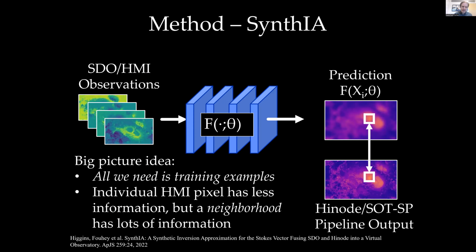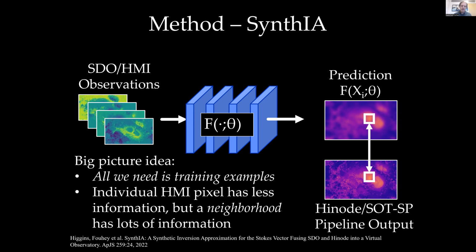So the idea here is that we're going to take observations from HMI, which are co-aligned with SP data, and we're going to train the same exact inversion system. The big picture idea here is that all we need is training examples. We don't necessarily need to have an actual working pipeline that goes from HMI observations to the SP output, because there isn't one.